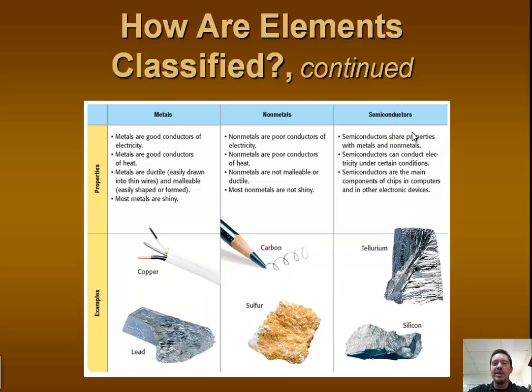Semiconductors or metalloids share properties with metals and non-metals. They can conduct electricity under certain conditions. You can find them in chips and computers. Silicon is what they use for those.